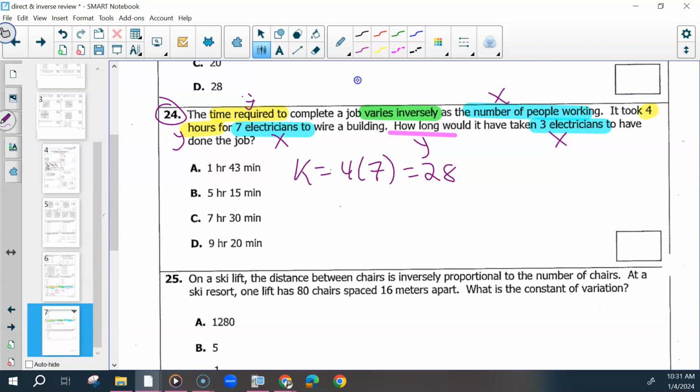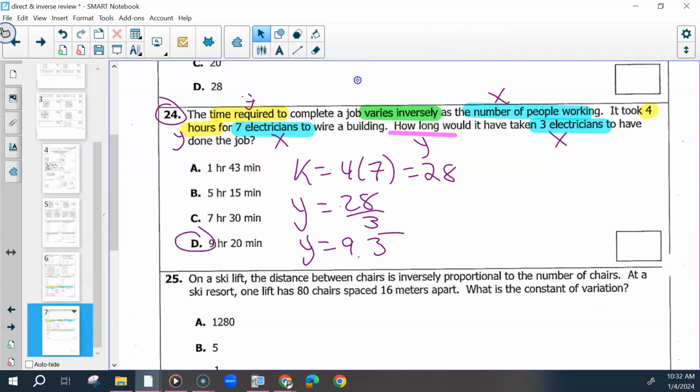And then to set up our equation, what would that look like? I think we should multiply it by 60 first. Y equals 28 divided by 3. And that would give you 9.30. So there's only one answer that has 9 anything. If you were wondering, that would be 20 divided by 60, which would give you that same decimal. So it doesn't matter for the time.